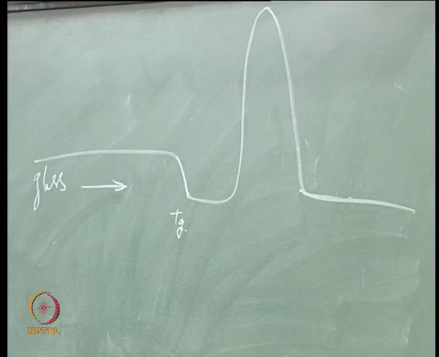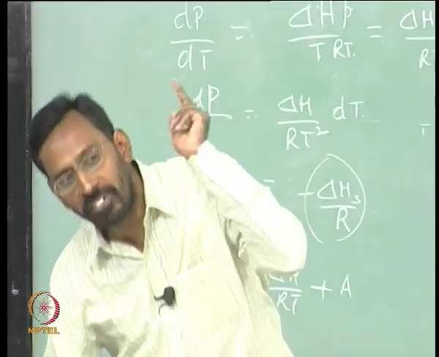Second derivative is discontinuous. Discontinuous. What about the first derivatives? Continuous. They are continuous. So, what does that mean in terms of some thermodynamic parameters? Enthalpy? No, there is no enthalpy change involved.